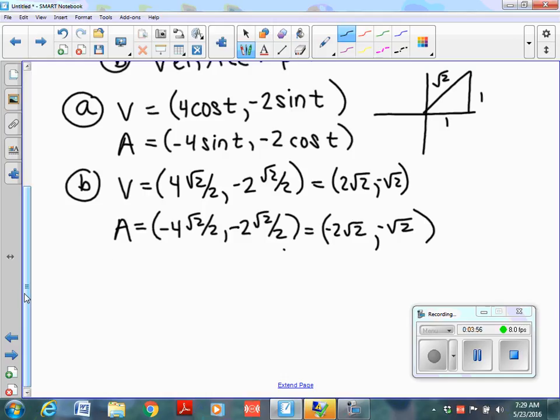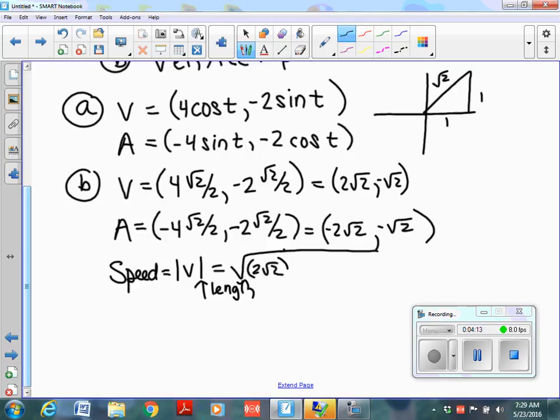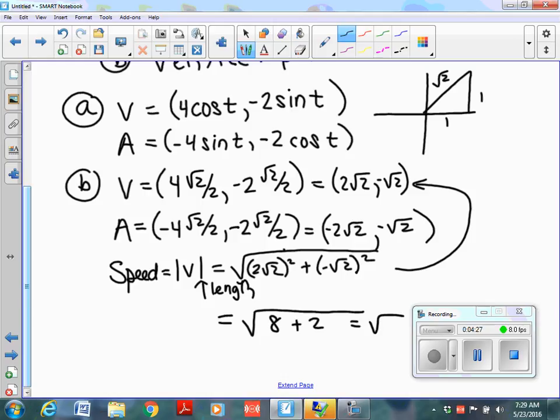And the last one, they want you to find the speed. Speed is the absolute value of v, but absolute value of v really means the length. So all I'm going to do is take the square root of 2 square root of 2 and square it. I'm getting it from right here, plus a negative square root of 2, and I'm going to square it, which equals 2 square root of 2 squared is 8, plus 2, which ends up being the square root of 10. Final answer.